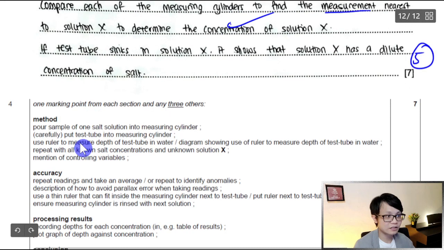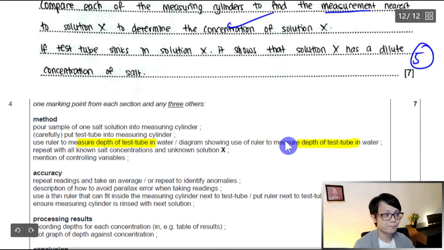Use a ruler to measure the depth of the test tube. Pour the sample of each salt solution, you can write something like that. Pour the samples A, B, C, D. Repeat the experiment, the student said. Okay, and avoid parallax error.